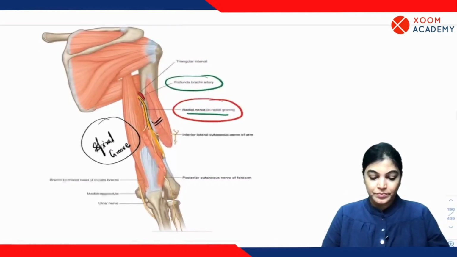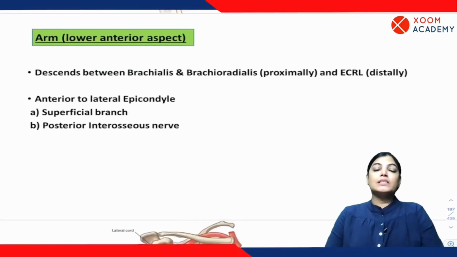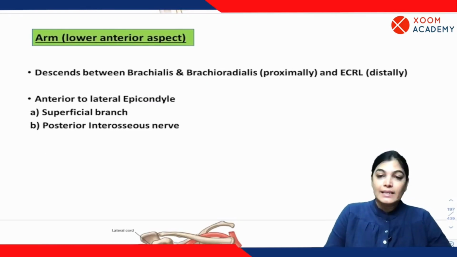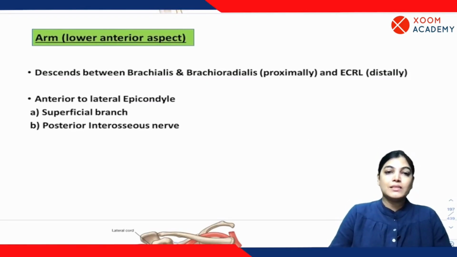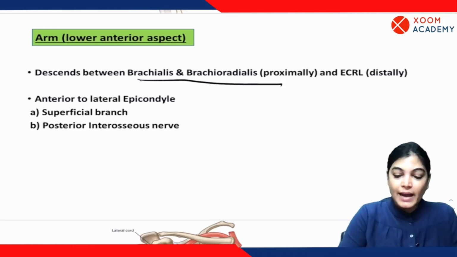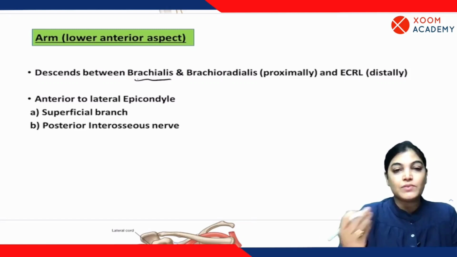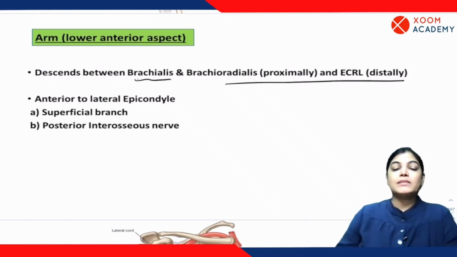Now, further, if I talk about the further course, what has been seen is that it was going towards the anterior aspect of the arm. So it descends in the anterior aspect of the arm, between the brachialis muscle and brachioradialis muscle. Exactly, it is going between the brachialis muscle, which is a muscle of the anterior aspect of the arm, and it is passing in between.